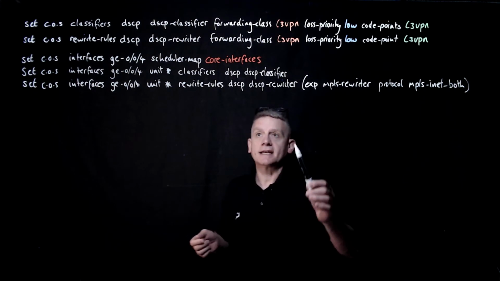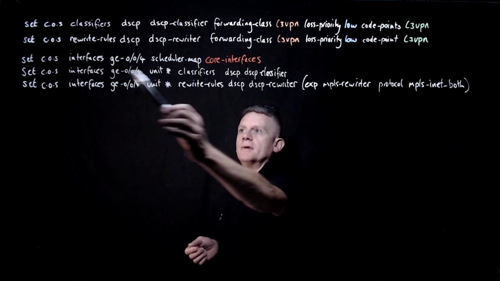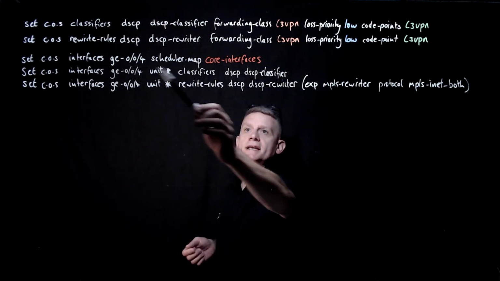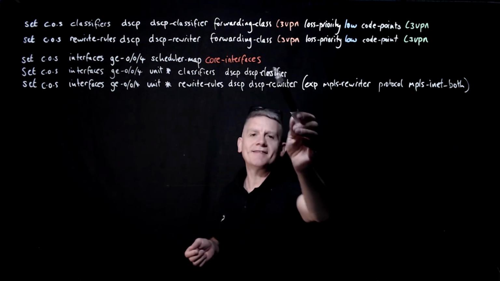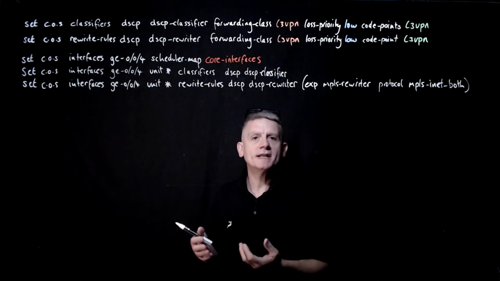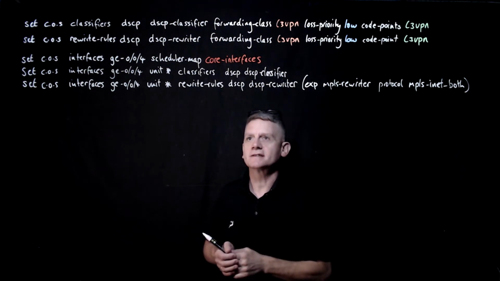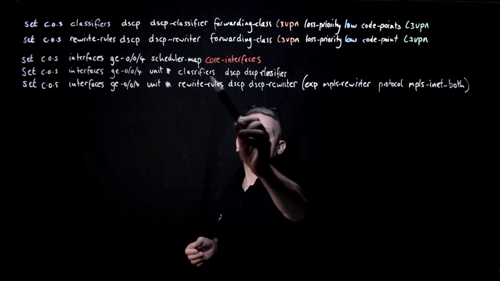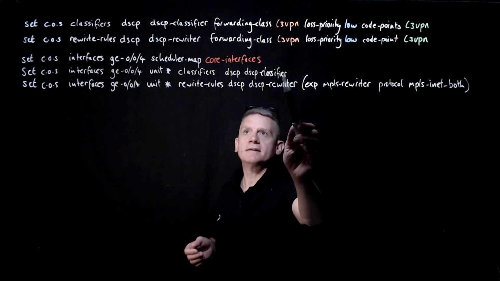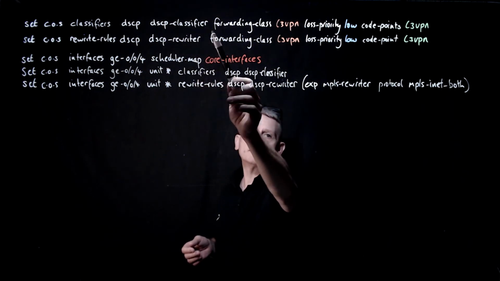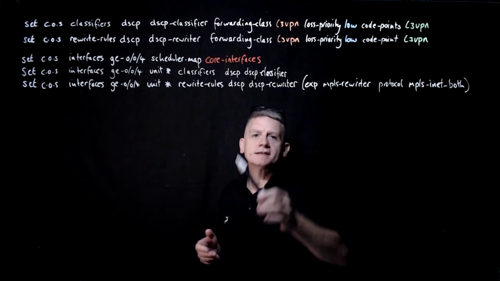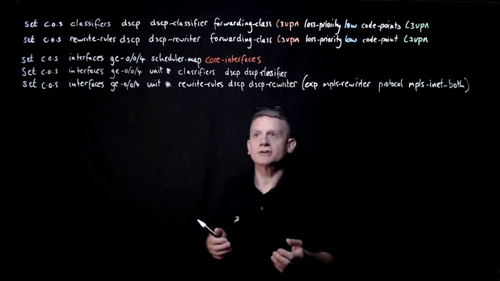Firstly, let's connect the scheduler map. So here, set class of service, interfaces, on the interface, scheduler map, and there is the scheduler map, which we named ready for the core interfaces. And here, on all of the units, we're having the DSCP classifier, which we've reminded ourselves of here, and we're having the rewriter. And so they're doing different things in different directions.